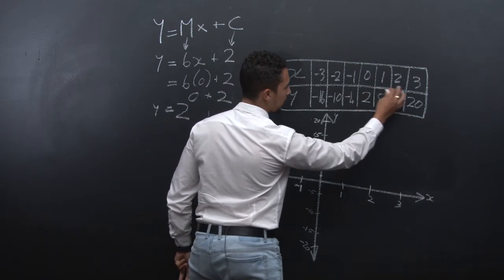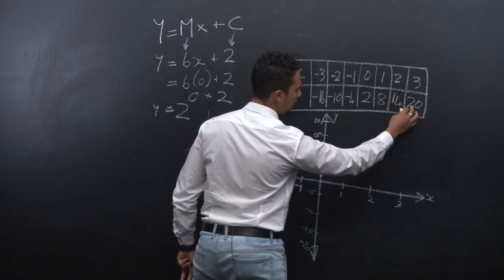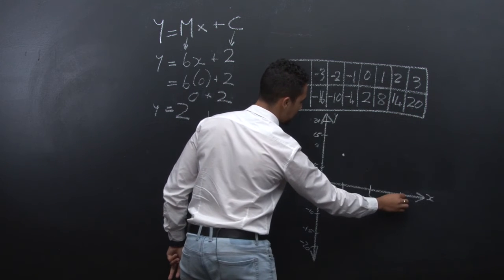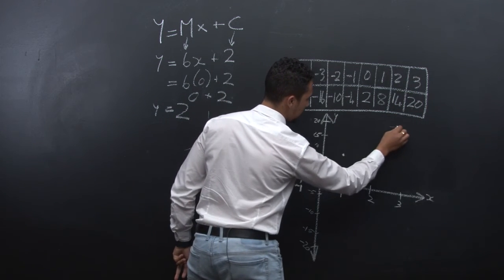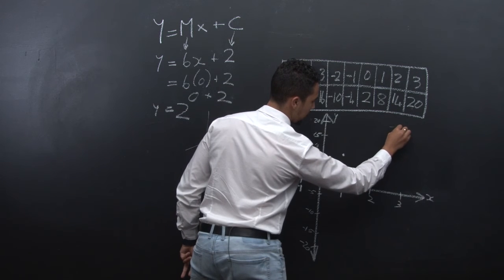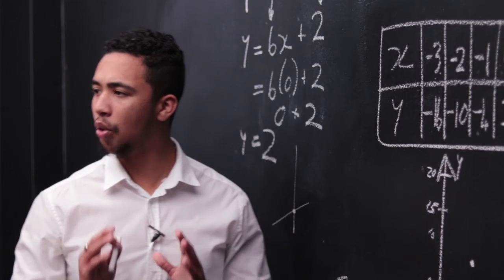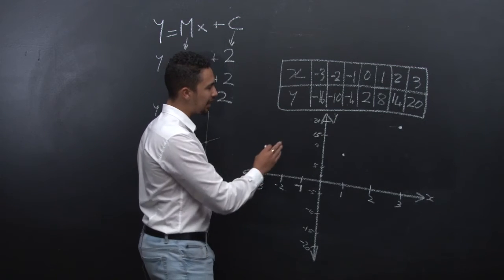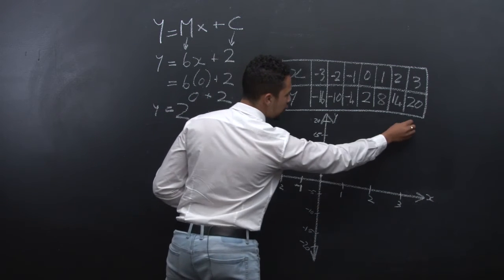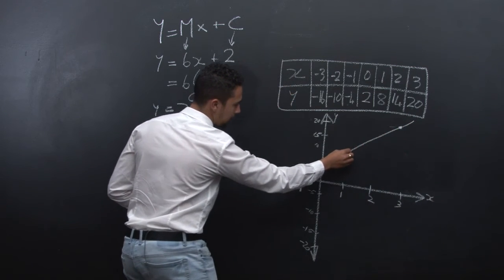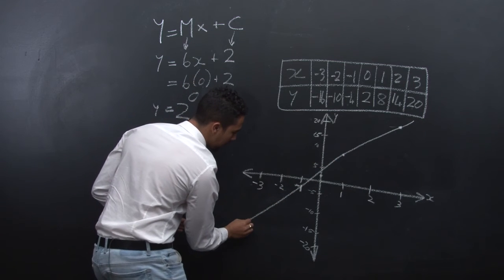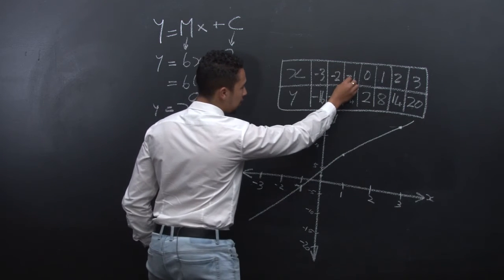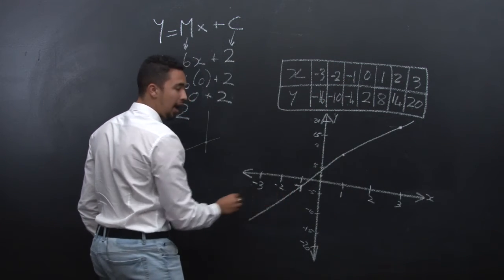So let's skip. Where x is 3, y is 20. So in order to draw your line, you need at least 2 points on the graph. Let's test this model out. If we draw our line, do these points land on our line?